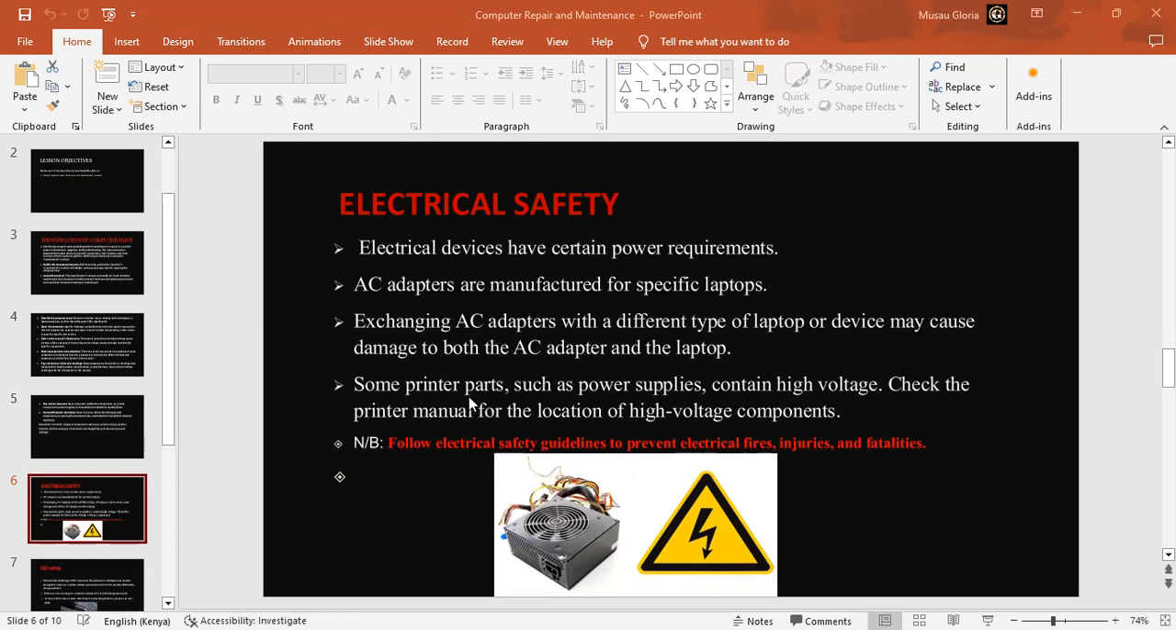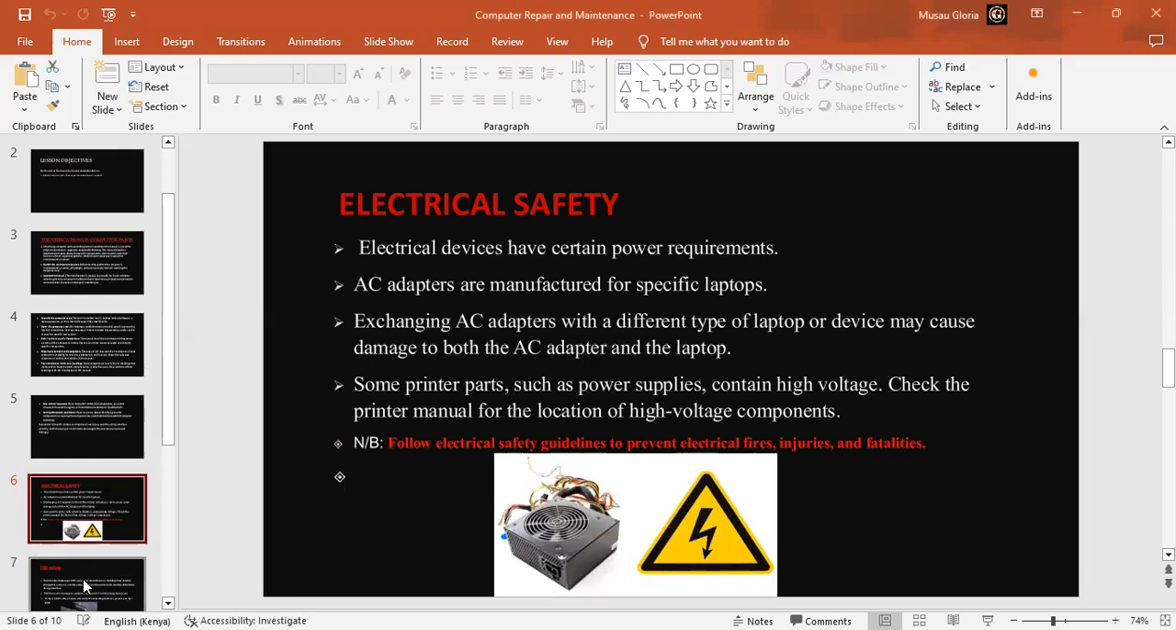Okay, so you can have that as your assignment. Go and find the full meaning of AC. Then some printer parts such as power supplies contain high voltage. You should always check the printer manual for the location of high voltage components. Note well, you should always follow electrical safety guidelines to prevent electrical fires, injuries, and fatalities.